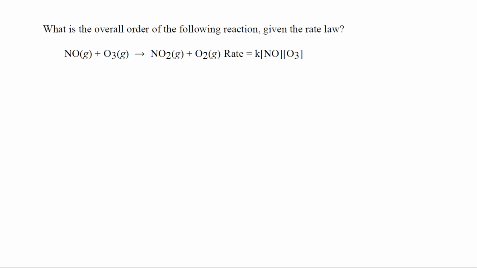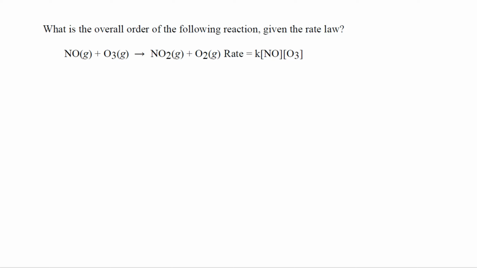Okay, so first question. What's the overall order of the following reaction given the rate law below? And this rate law is we have NO gas plus O3 gas goes to NO2 gas plus O2 gas, and the rate is going to be equal to the rate constant k times the concentration of NO to the first power times the concentration of O3 also to the first power.